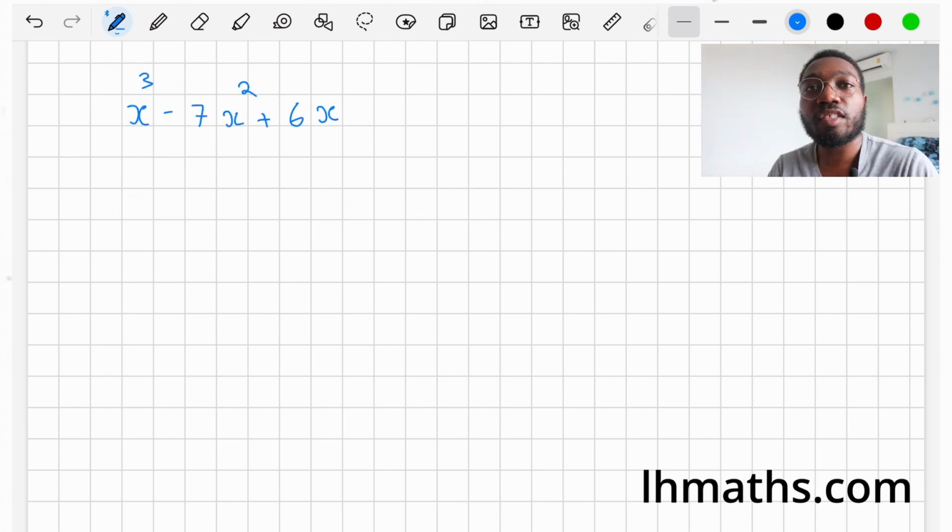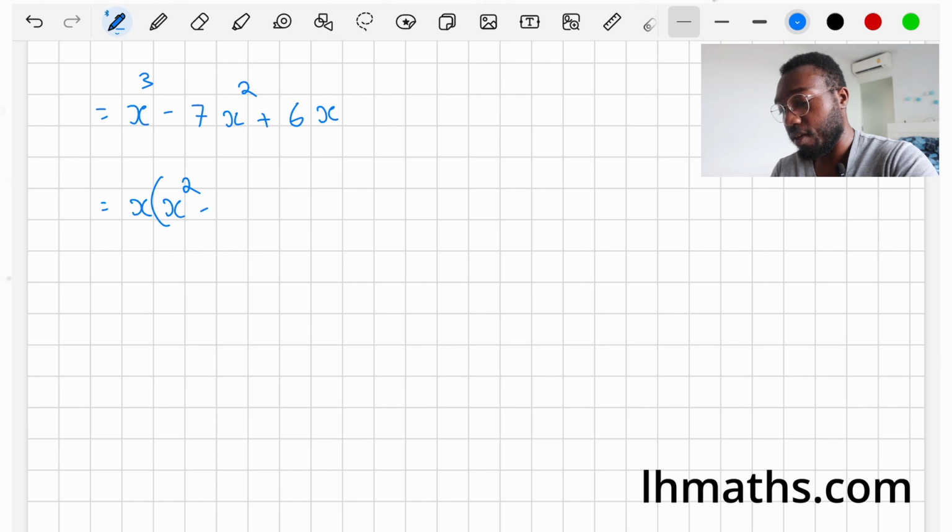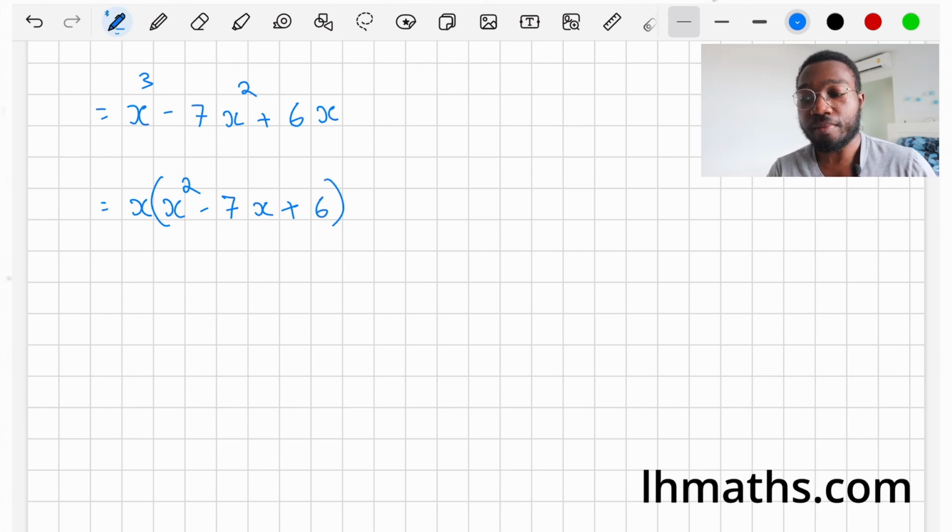Okay, so we have x cubed minus 7x squared plus 6x, and we need to factorize this completely. Right now it looks a bit confusing. We haven't really dealt with any cubic equations before, but what is a common factor in all of these terms? x, okay? So we can take a factor of x out, and that'll give us, in the brackets, x squared minus 7x plus 6, okay?